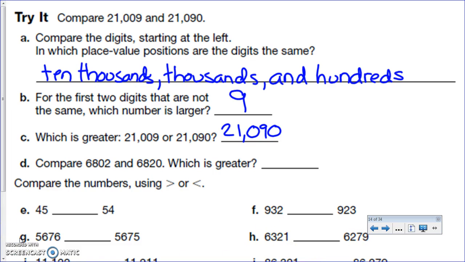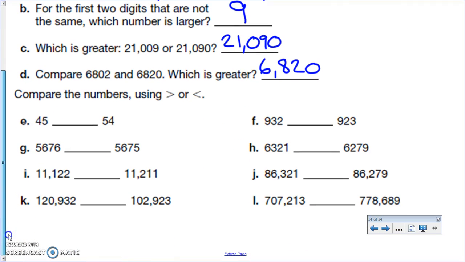D, compare 6,802 and 6,820, which is greater. Well, they both have a 6 in the thousands, they both have an 8 in the hundreds, and then we have a 0 and a 2 in the tens. So 6,820 is greater. Compare the numbers using greater than or less than. E, we have 45 and 54. And if we compare the tens, we know that 54 is greater.